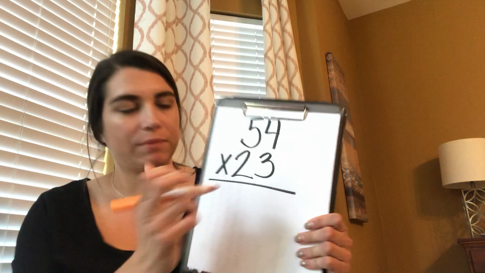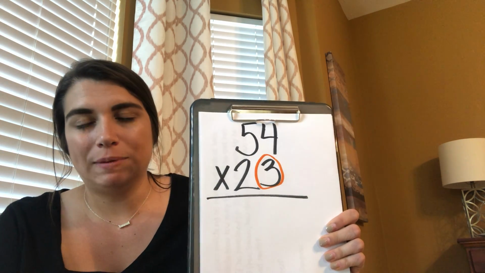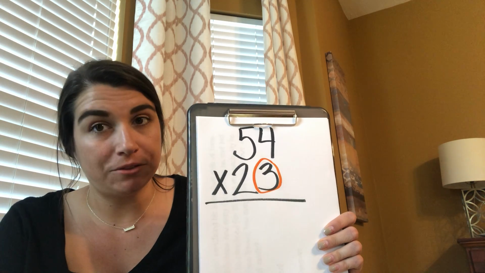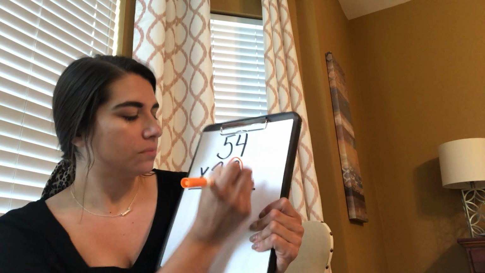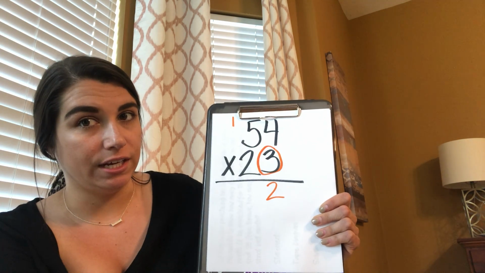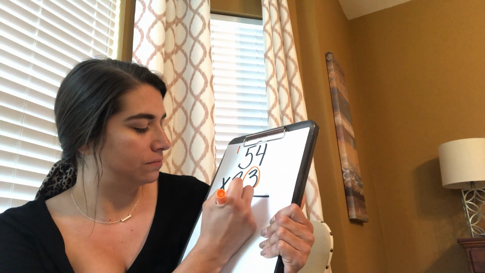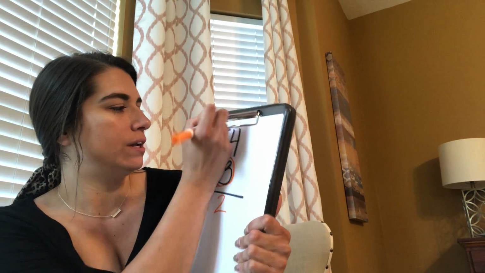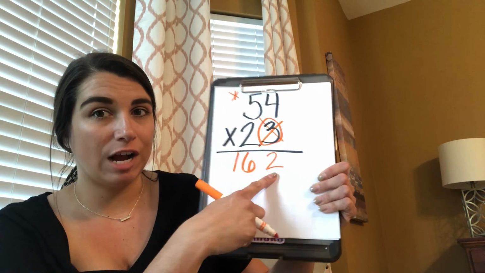All right, for this one, I'm going to circle my 3. That's the first step I always like to do, so that I know I'm multiplying by the 3 first. I don't even have to worry about the 2. So 3 times 4 is 12, and I'm going to carry my 1. 3 times 5 is 15, and 15 plus the 1 is 16. Then I cross out the 1, and I cross out the 3 and the 0 that I created, and I drop the 0 down here.